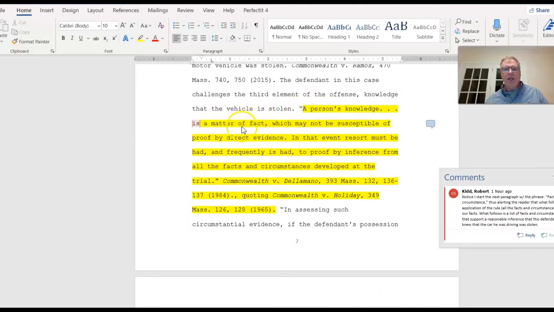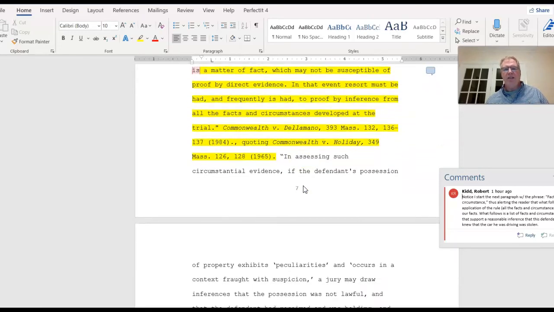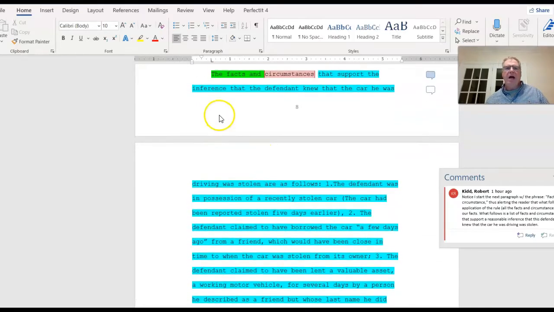A person's knowledge is a matter of fact which may not be susceptible of proof by direct evidence. In that event, resort must be had, et cetera, to all the facts and circumstances developed at the trial. That's the key, all the facts and circumstances. So anyway, that's how I start my analysis: here are all the facts and circumstances. That tips off the judge who is reading this that, okay, this kid must be in his analysis section. He's talking about the facts and circumstances, so he's going to apply the facts and circumstances rule to these facts.